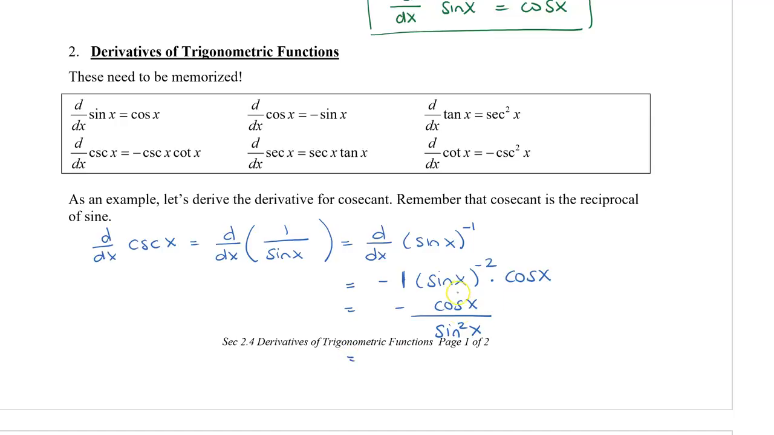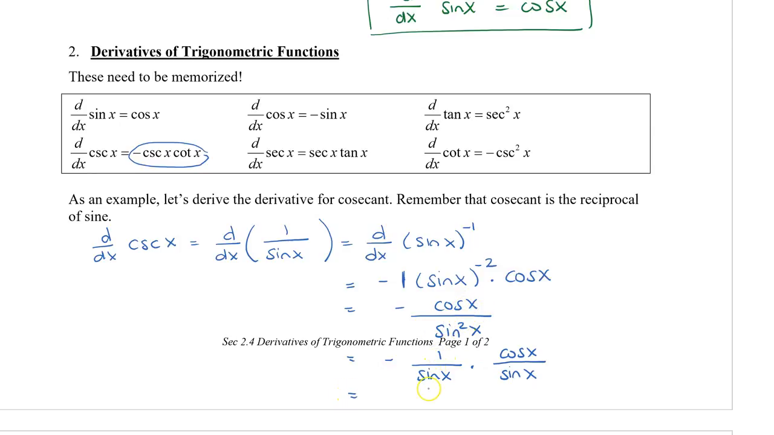Now, the derivative, if we can see, is actually this over here. So if I rewrite this as 1 over sine x times cos x over sine x, what I'm doing is separating the sine squared x into two parts. And when I multiply, I will get back this quotient here, the cos x divided by sine squared x.